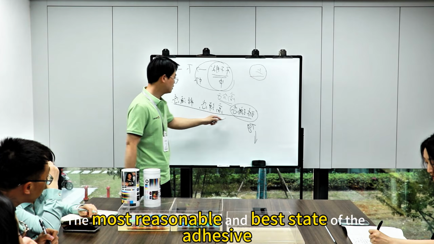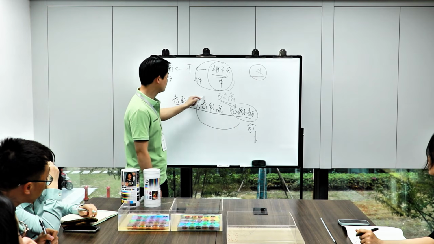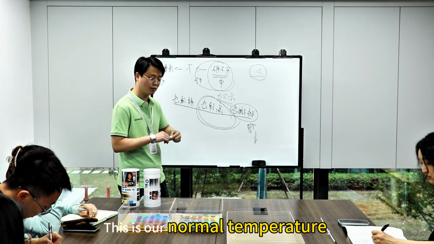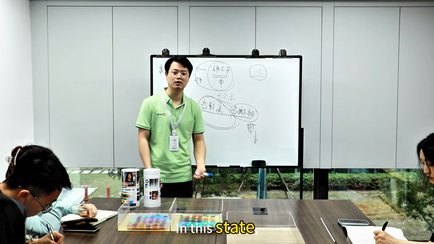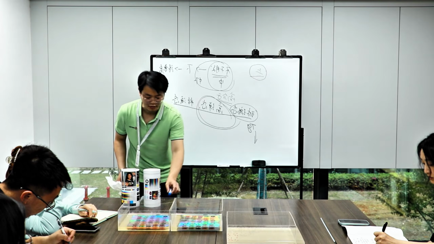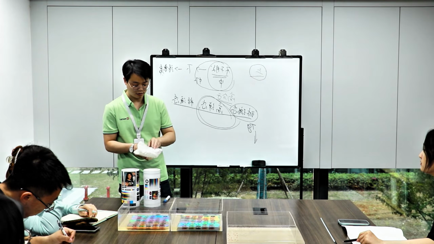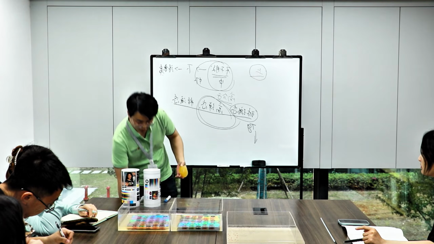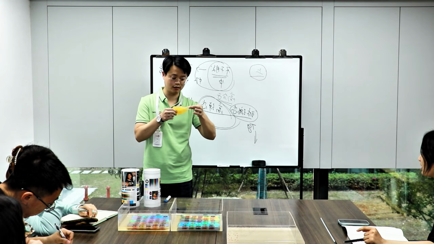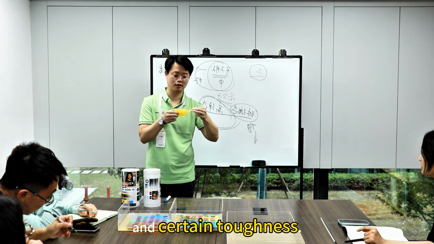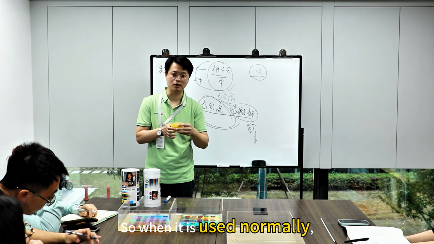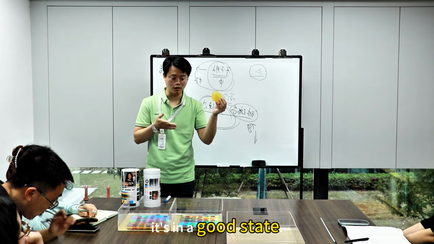The most reasonable and best state of the adhesive is the rubbery state. In this state, at our normal temperature or a little higher temperature, it is elastic and sticky at the same time. This is a piece of rubber. This is our normal temperature. Before coating, it's in a block. It has elasticity, resilience, and certain toughness. It has a certain stickiness, so when it is used normally, in this state, it's in a good state.